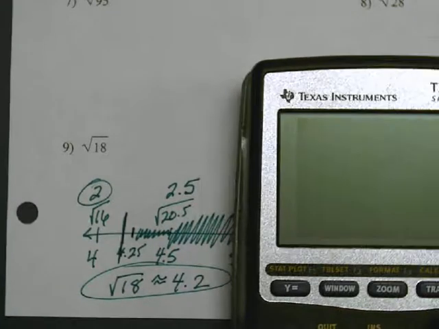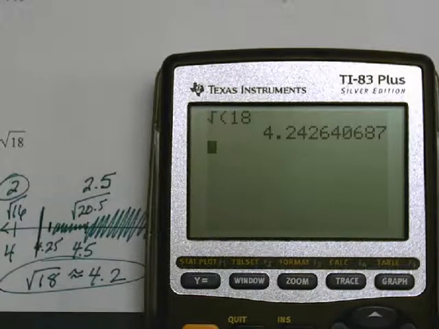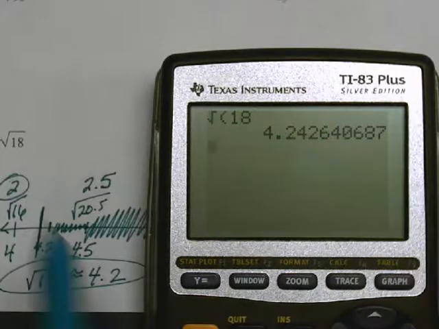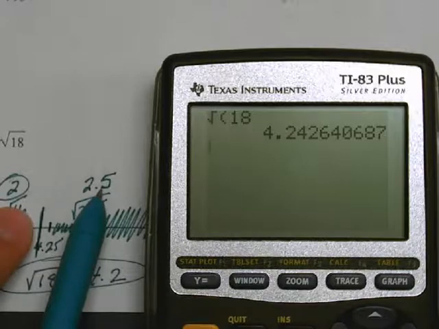So if I say the square root of 18, I got 4.24. So again, you see it's really, really close to that 4.25 because those numbers are so close right here. But it's just below it.